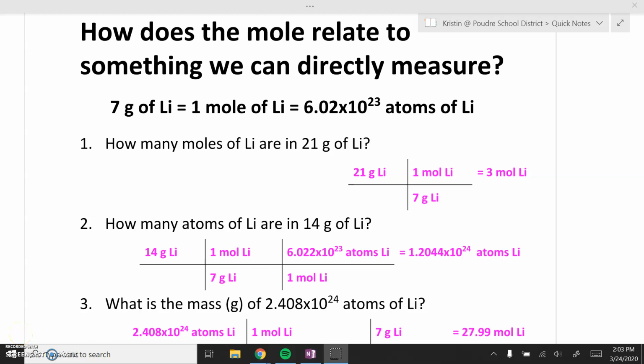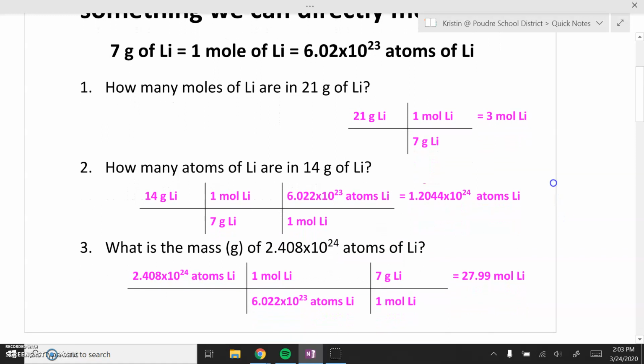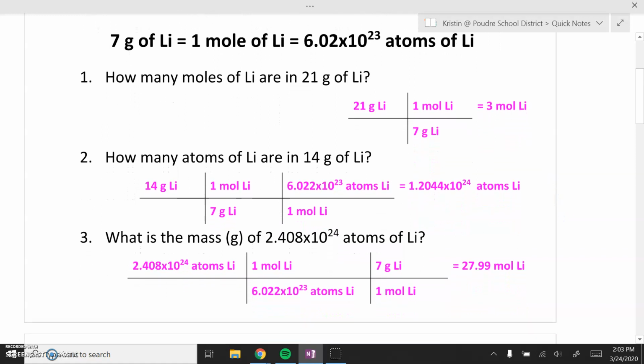Hi, you guys. So I'm back with the worked out examples from the mole lecture notes. And so I'm using a little bit of a different format so that I can emphasize some things. But first I want to look at this problem using lithium and the molar mass of lithium.